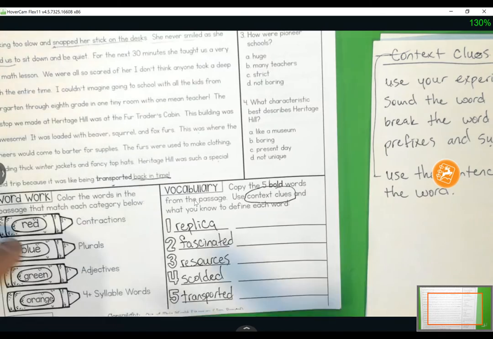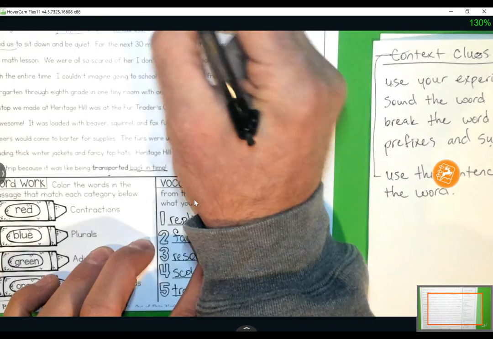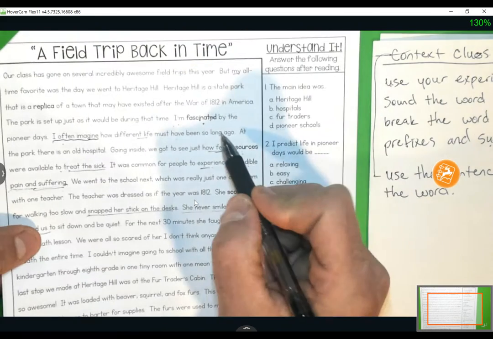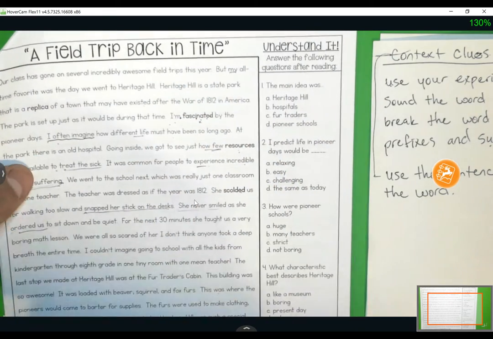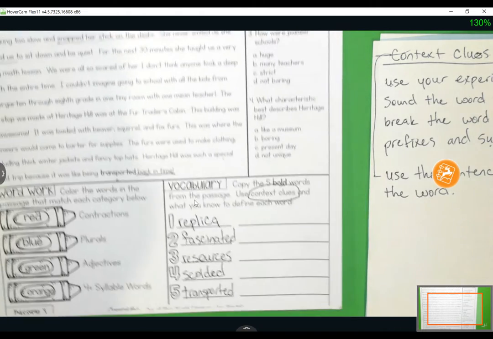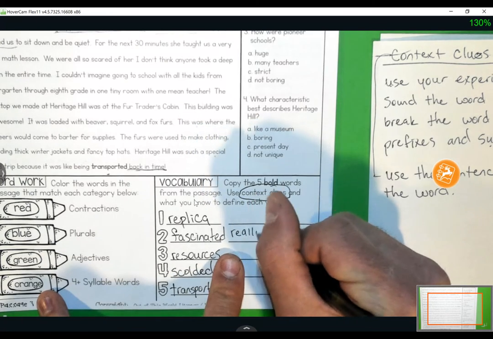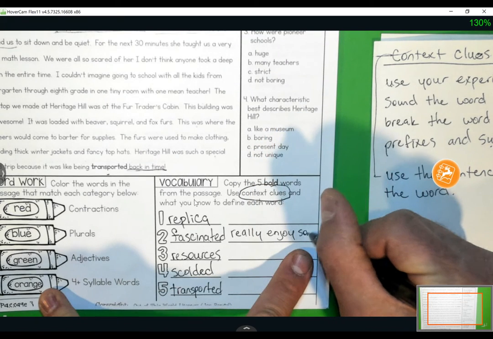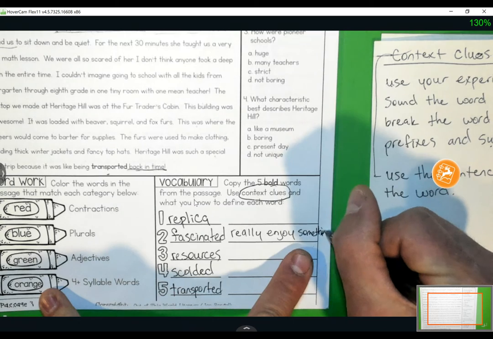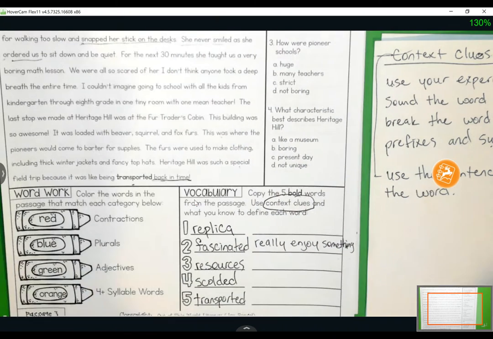My fascination. I therefore think if I am fascinated, that goes back to adjectives. We're describing this person, right? The pronoun I, fascinated. If you're fascinated by something and you're imagining things about this topic, pioneer days, okay, you really enjoy something. Intrigued. You're fascinated by it, you really enjoy it. You like to study it, read about it, write about it.